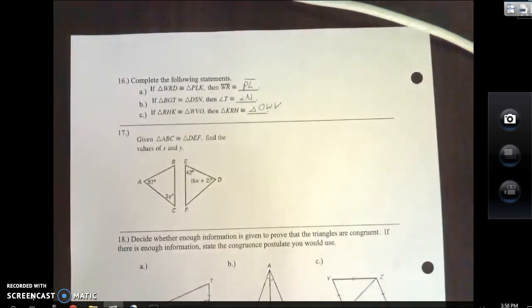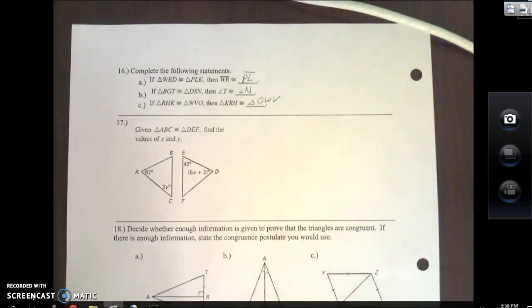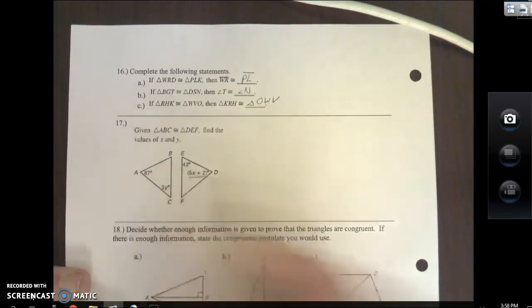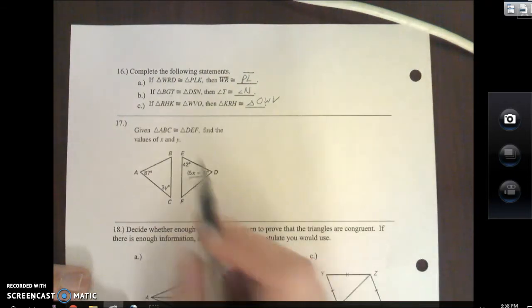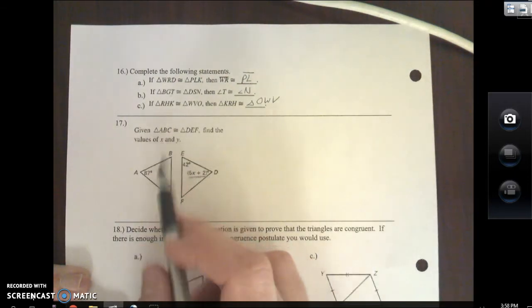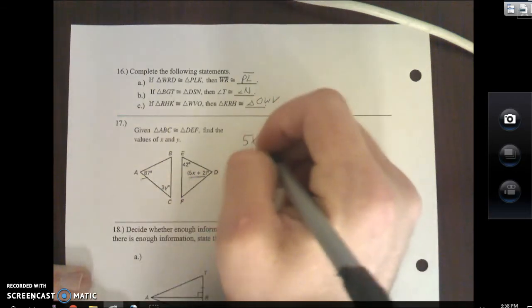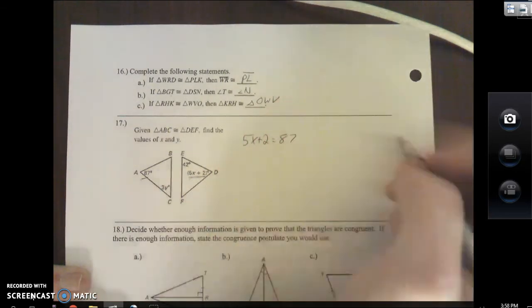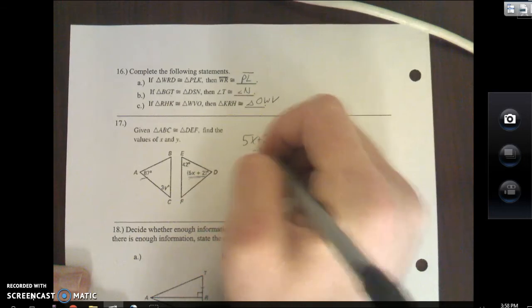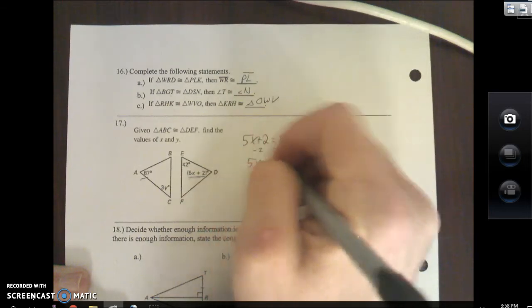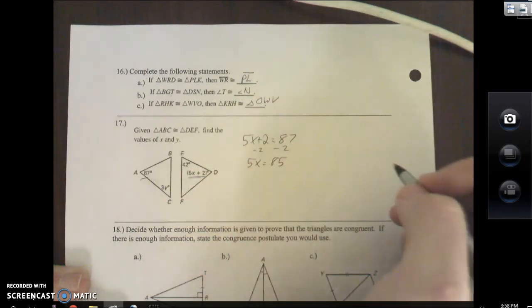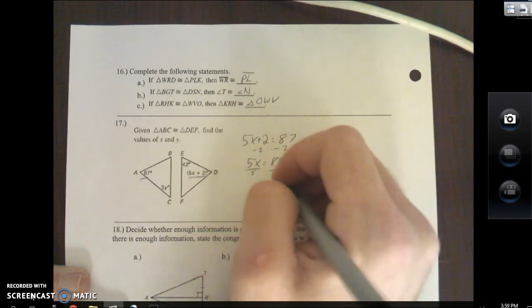Wonderful. Now, much the same here, for number 17. Given that triangle ABC is congruent to triangle DEF, find the values of x and y. Well, alright, here's my x. My x is angle D. D matches up with A. So I can say that 5x plus 2 equals 87. I can solve this. Okay. Divide by 5.